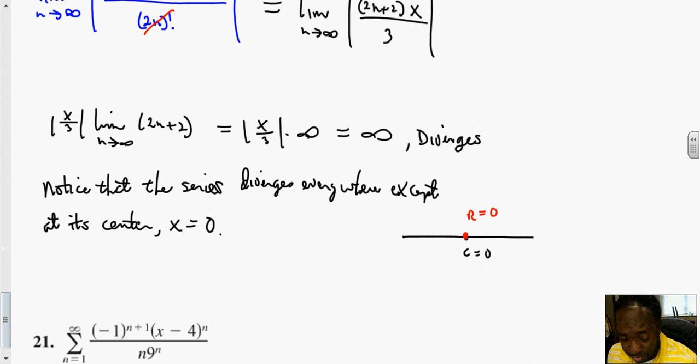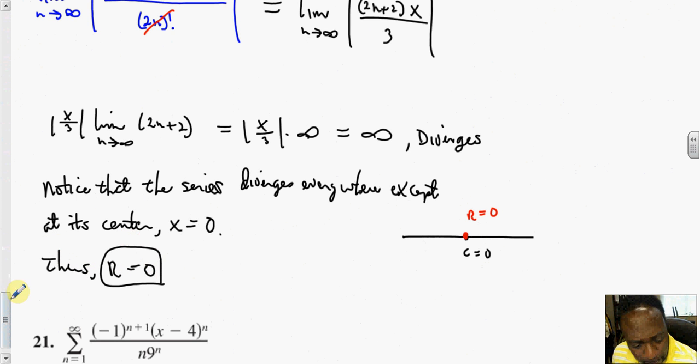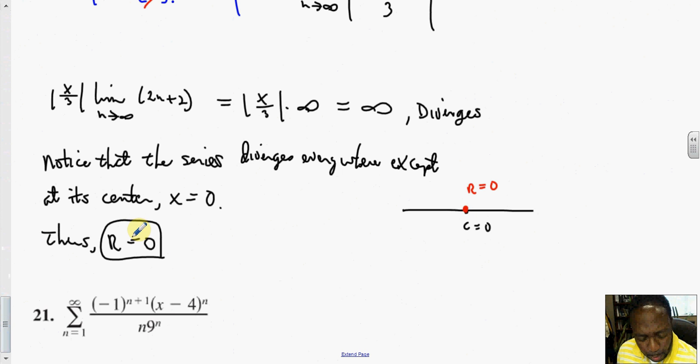These values are really relative. c is a number of x, right? So notice that the series diverges everywhere except at its center, x equal to 0. Thus, r is equal to 0. That's the radius. Right? You move no units from the center, and you have convergence.